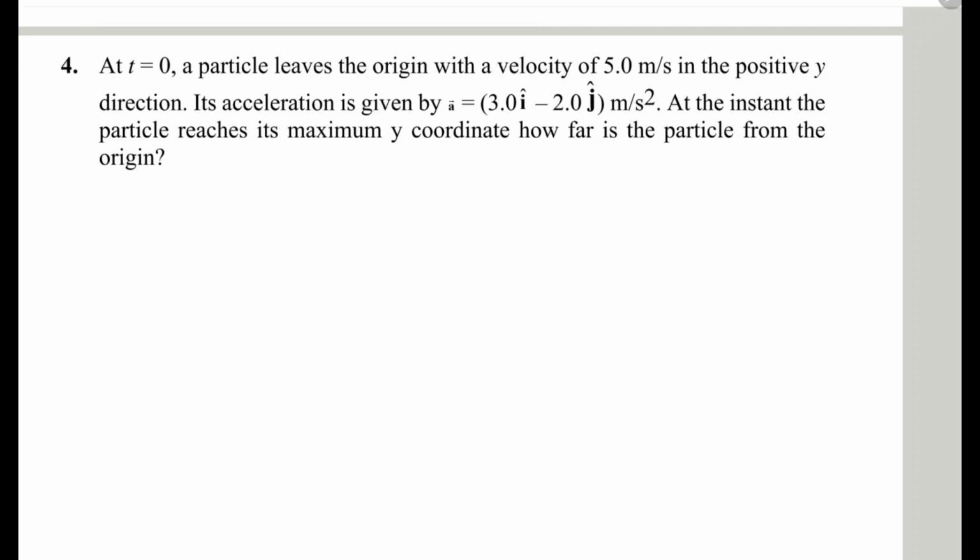At t equals 0, a particle leaves the origin with a velocity of 5 meters per second in the positive y direction. Its acceleration is given by 3i hat minus 2j hat. At the instant the particle reaches its maximum y coordinate, how far is the particle from the origin?